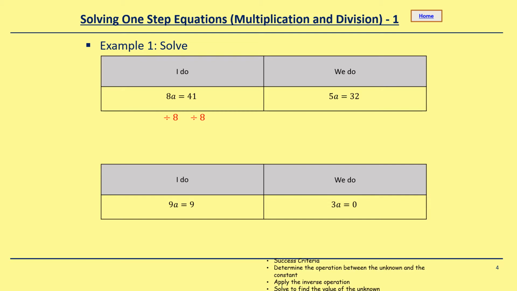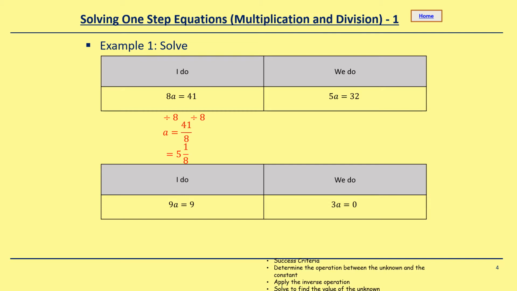Okay, so we're going to do that. So we have to do 41 divided by 8. Now when you've got fractions in equations, you can leave it as a fraction, or we can turn it into a mixed number. So a equals 5 and 1/8.